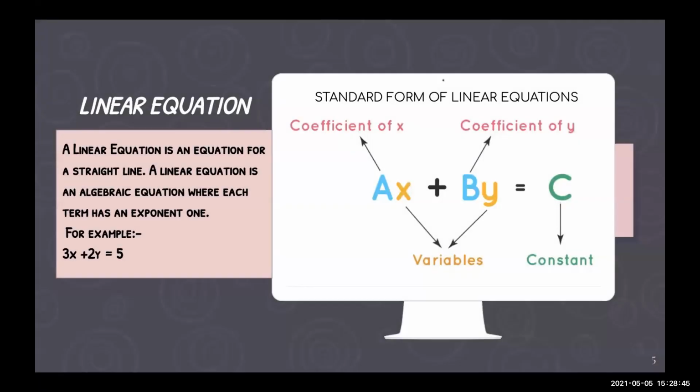Linear equation. A linear equation is an equation for a straight line. It is an algebraic equation where each term has an exponent of 1. This picture on the side shows the standard form of linear equation.